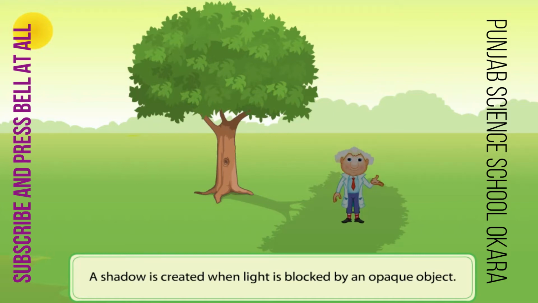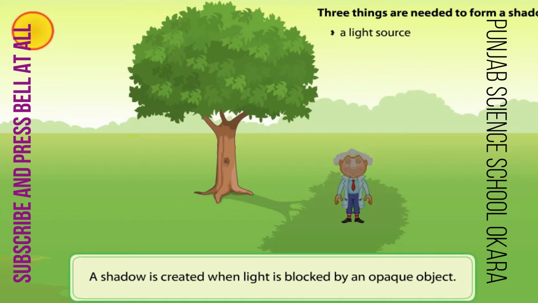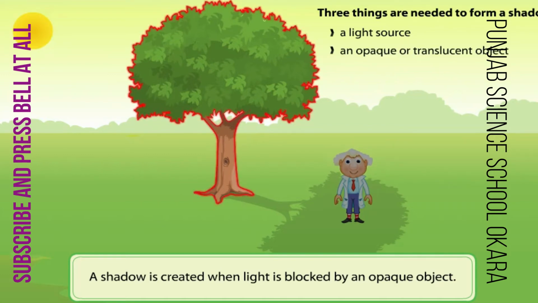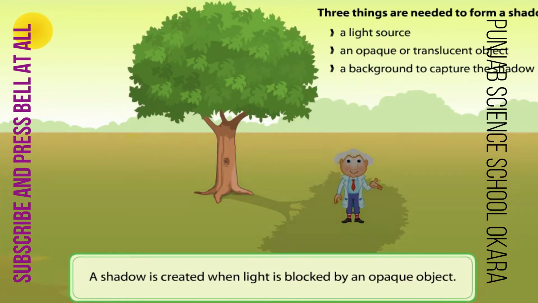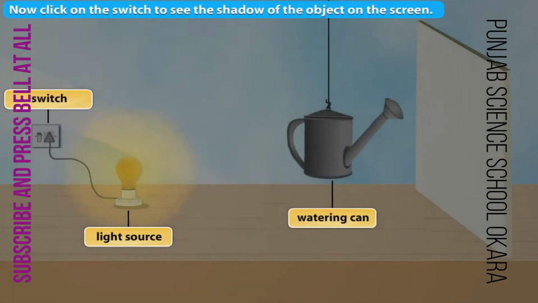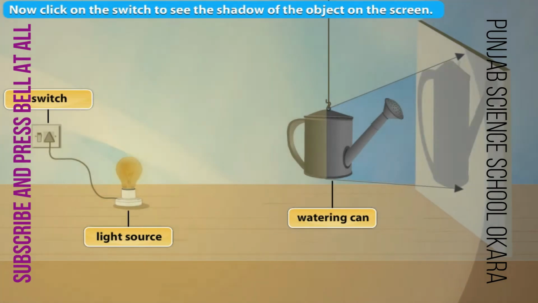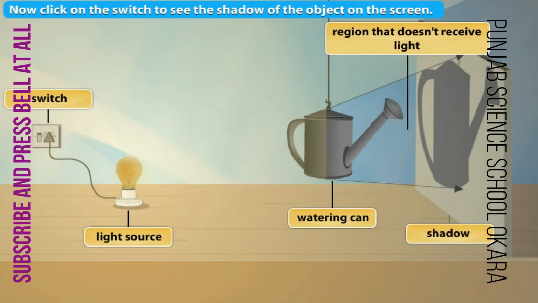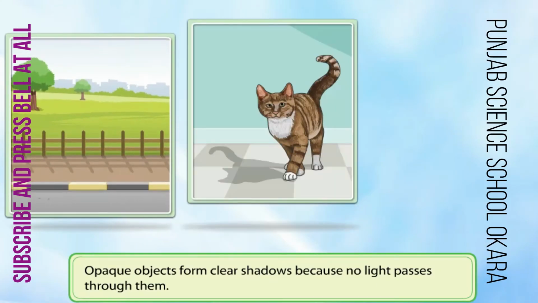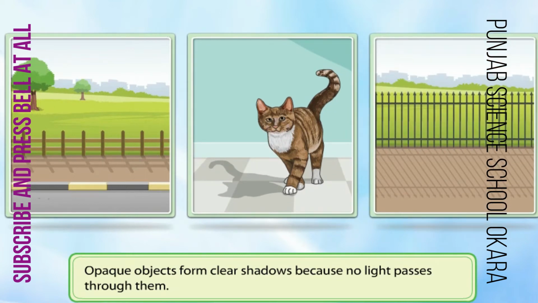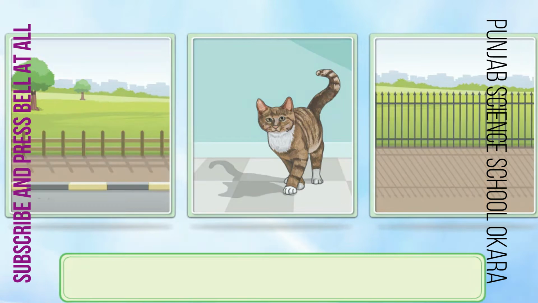So, as I just said, three things are needed to form a shadow: a light source, an opaque or translucent object, and a background to capture the shadow. When something gets in the way, the path of the light is blocked and the shadow is formed. Opaque objects form clear shadows because no light passes through them. Wood, animals, and iron rods are examples of opaque objects.